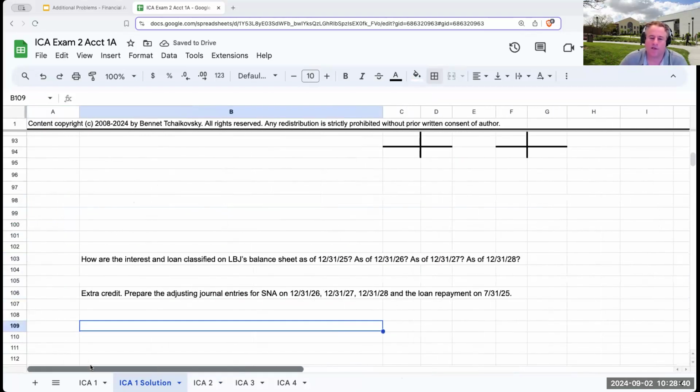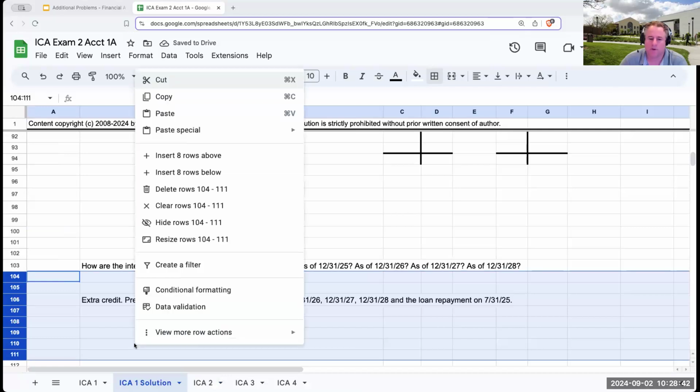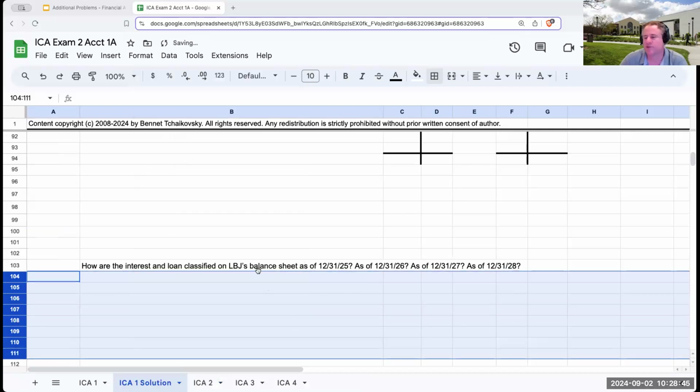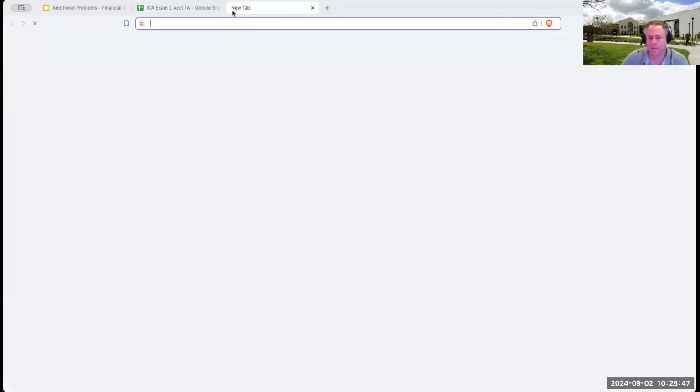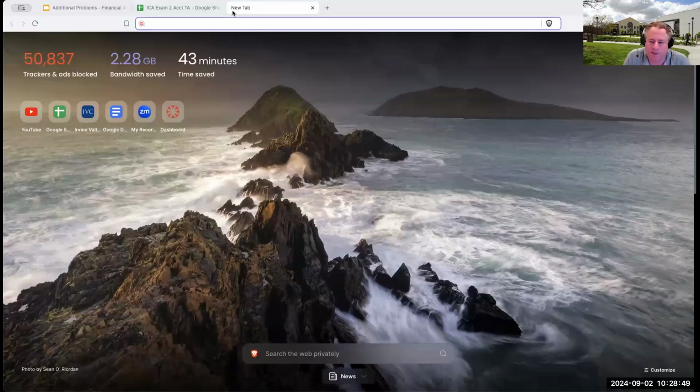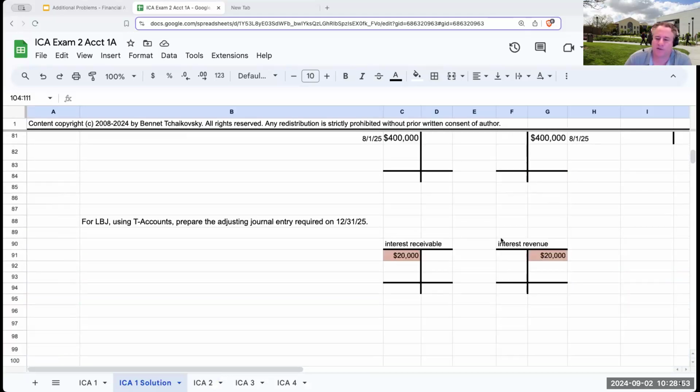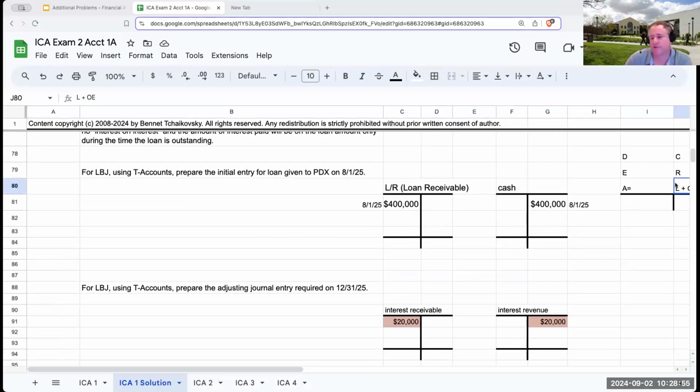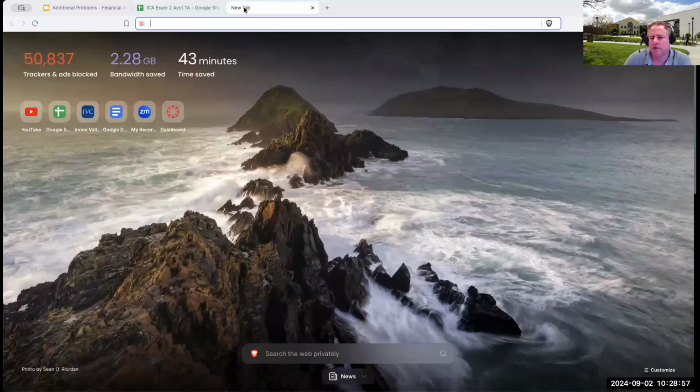So how are interest and the loan classified on LBJ's balance sheet? Well, what is a balance sheet? We basically said a balance sheet is effectively that our assets are equal to our liabilities plus our owner's equity. But we're now getting a little bit more advanced when we're talking about adjusting entries.